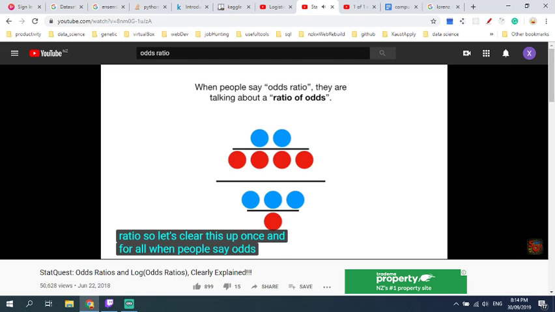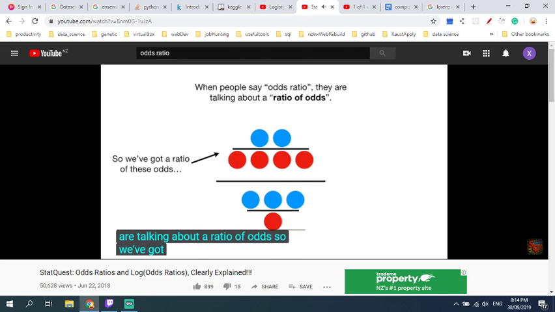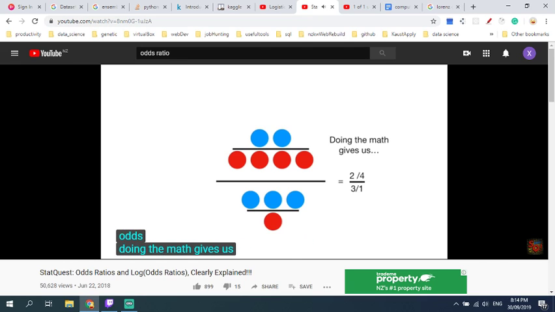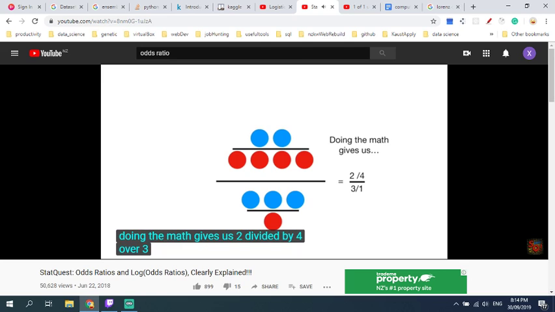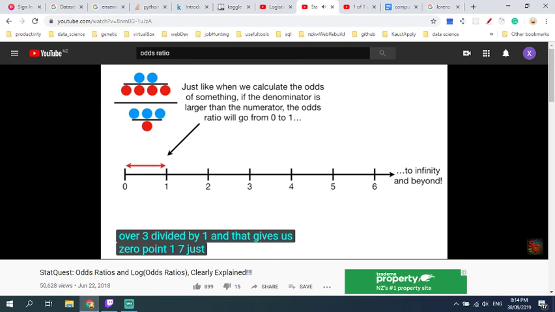When people say odds ratio, they're talking about a ratio of odds. So we've got a ratio of these odds to these odds. Doing the math gives us 2 divided by 4 over 3 divided by 1. And that gives us 0.17. Just like when we calculate the odds of something, if the denominator is larger than the numerator, the odds ratio will go from 0 to 1.